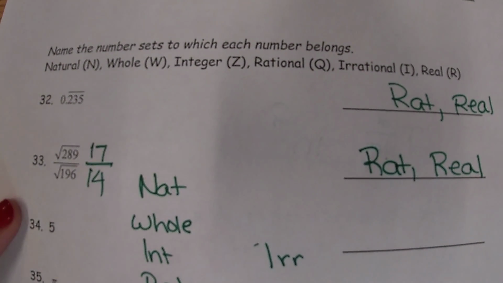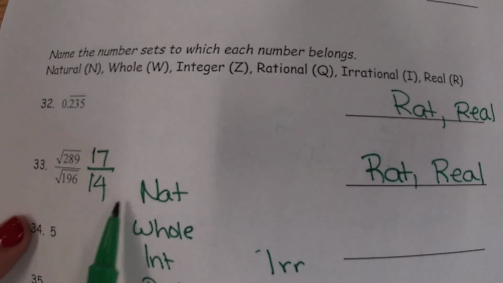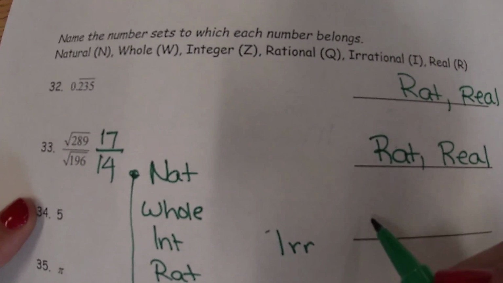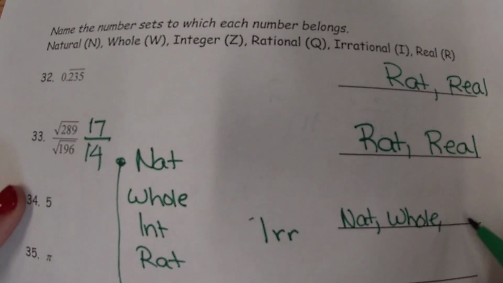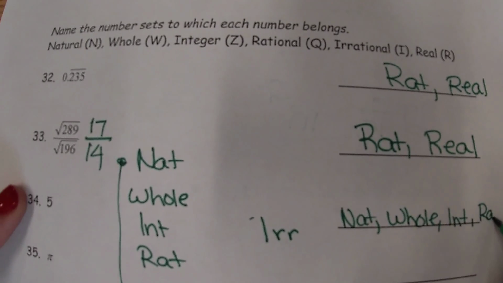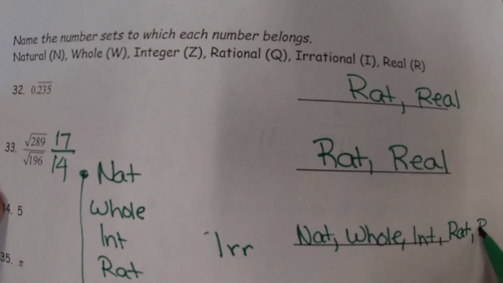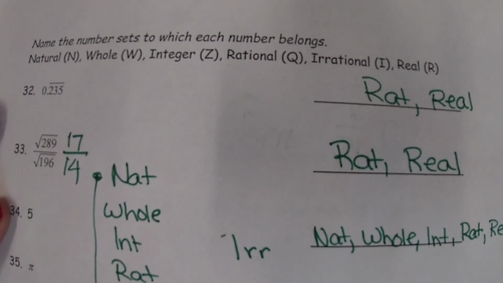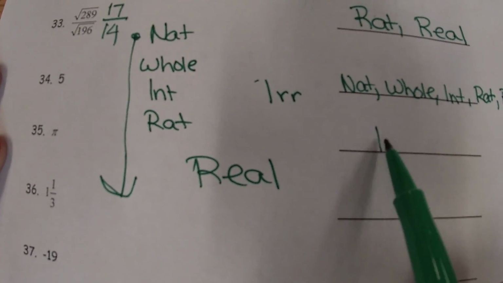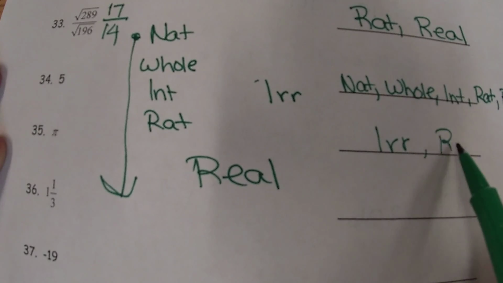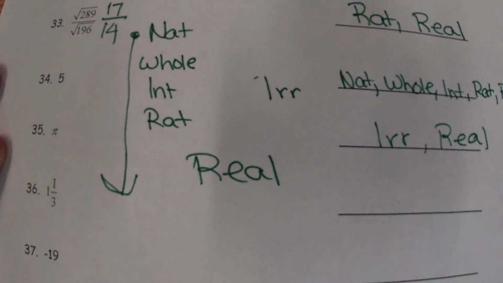Number 3, 5 is a natural number. It's the very beginning of our list. So we would need to include everything other than irrational, right? So we'd have natural, whole, integer, rational, and real. Number 35 has pi. Pi is always over here in our irrational, so we'd have irrational and real. Okay, I'm gonna leave the last 3 for you to do.